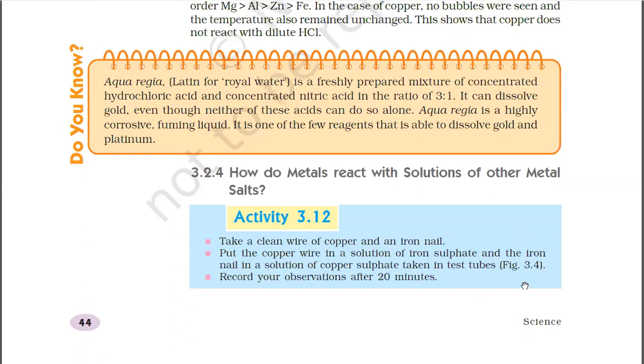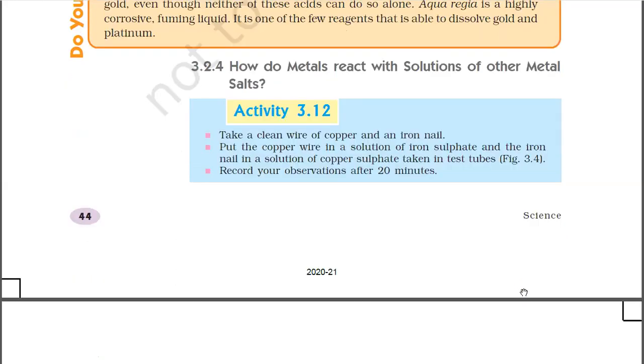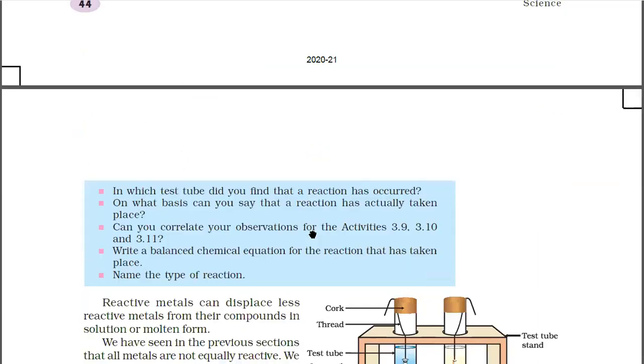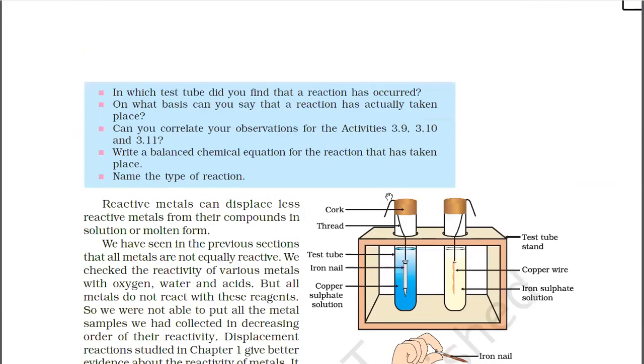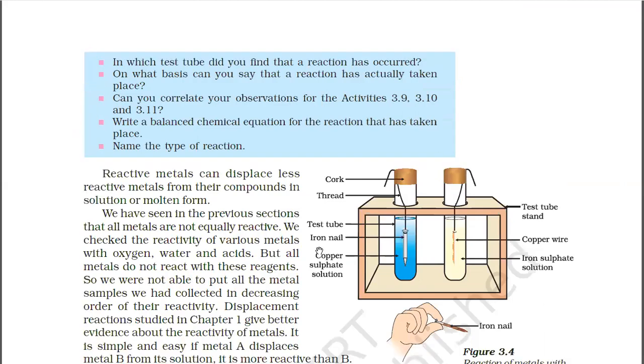How do metals react with solutions of other metal salts? Activity 3.12. Take a clean wire of copper and an iron nail. Put the copper wire in a solution of iron sulfate and the iron nail in a solution of copper sulfate taken in test tubes. Record your observations after 20 minutes. In which test tube did you find a reaction has occurred? On what basis can you say that a reaction has actually taken place?